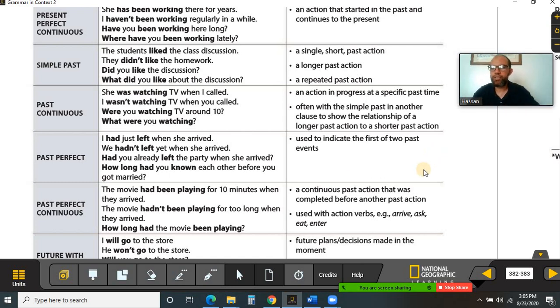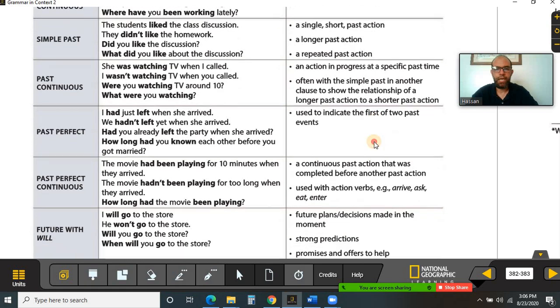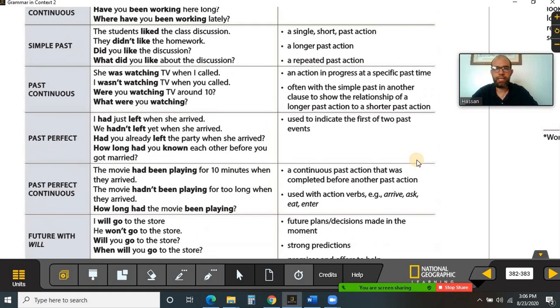Also, there are expressions that go with the simple past and others that go with the past progressive. Use when with the simple past and use while with the past progressive. While I was taking a shower, you called me. Use when with the short action: I was taking a shower when you called me. When plus simple past, while plus past progressive. I hope this is clear and enough for the past progressive.